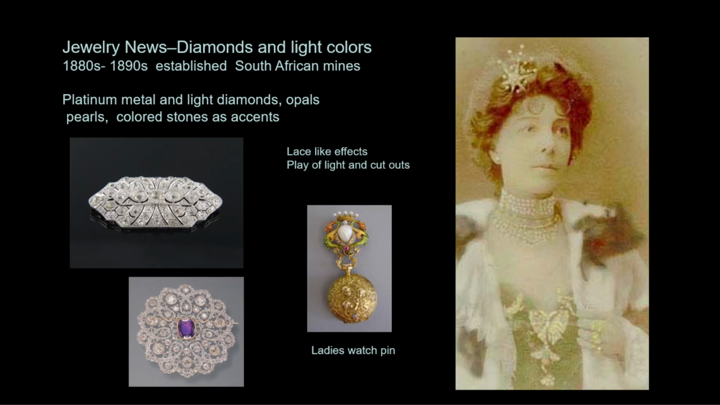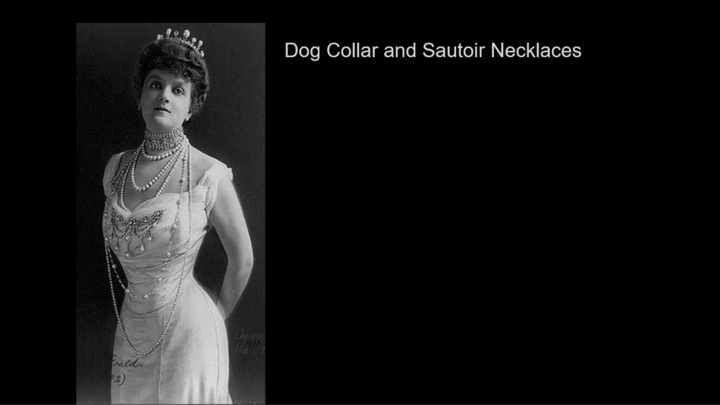Women begin wearing a staggering amount of jewelry in this period. Big jewelry news is that light colors become fashionable, with pearls, opals, and diamonds set into platinum. The woman at right wears a number of pieces pinned onto her dress, rings on every finger, multiple necklaces, and a starburst in her hair. A popular style of jewelry combines the dog collar necklace and ropes of long necklaces called sautoirs.